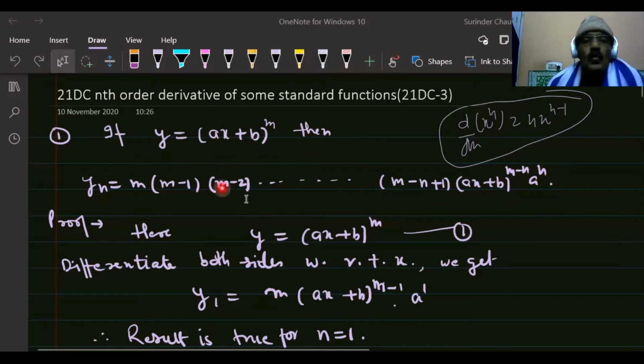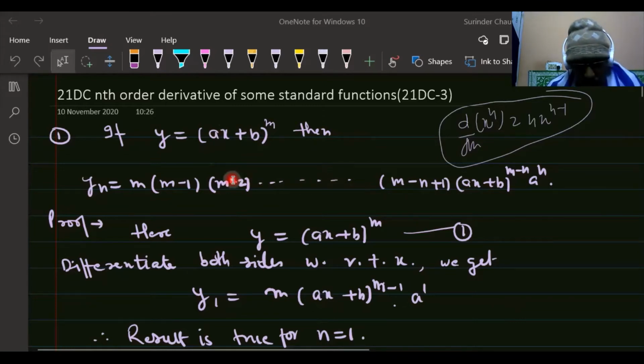Now, we have two methods to find the nth derivative. One is that we find the first derivative, then the second, third, fourth, fifth derivative, and then generalize that to the nth derivative. The second is by the fundamental principle of mathematics.